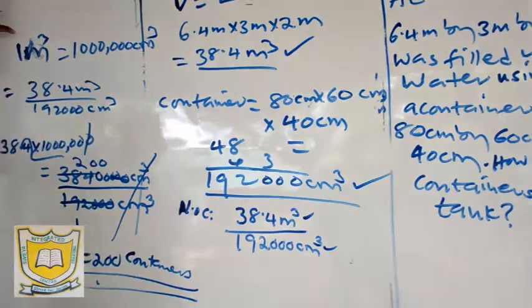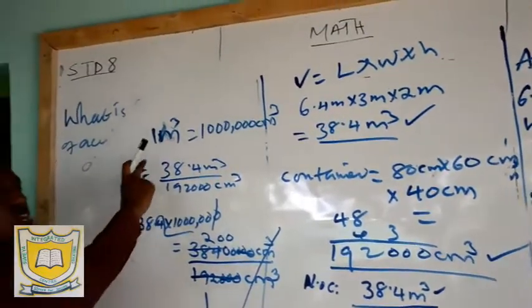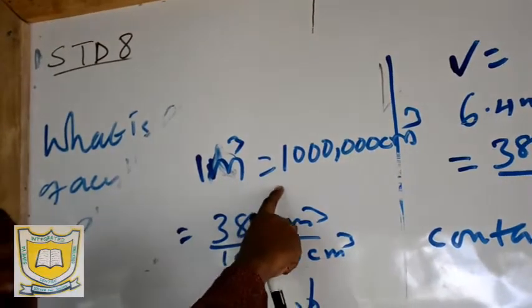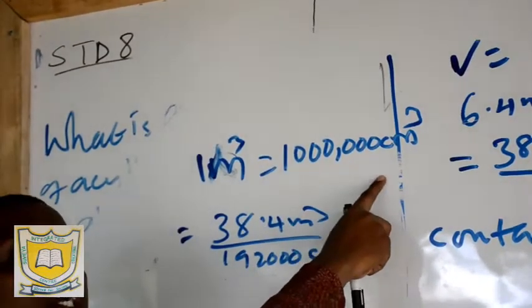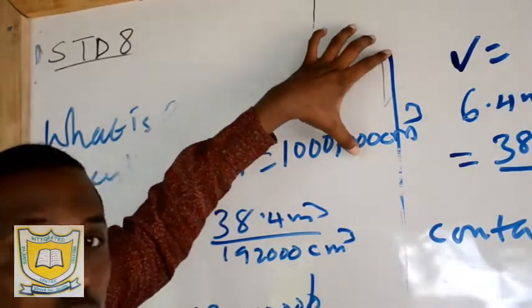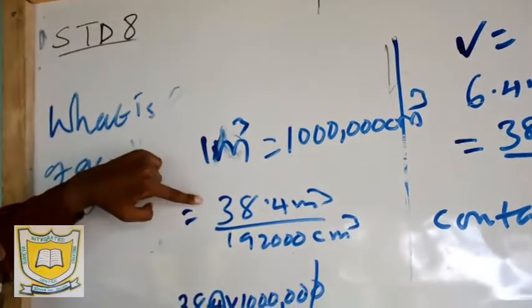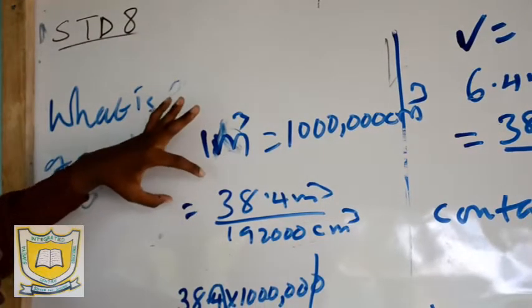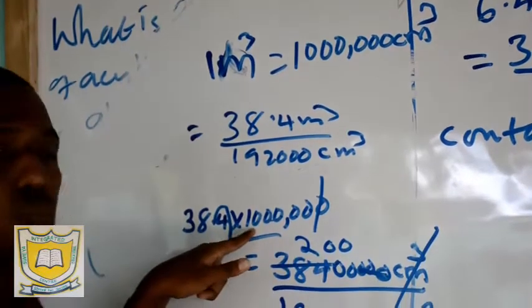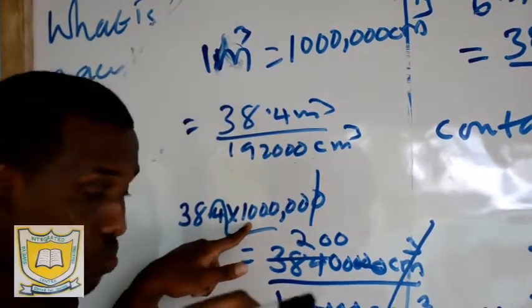Then we came to this part. We said the formula is 1 cubic meter is equal to 1 million centimeter cube. So now let us change it. We wanted to divide, so let us change 38.4, then we say times 1 million to change it to centimeter cubic.